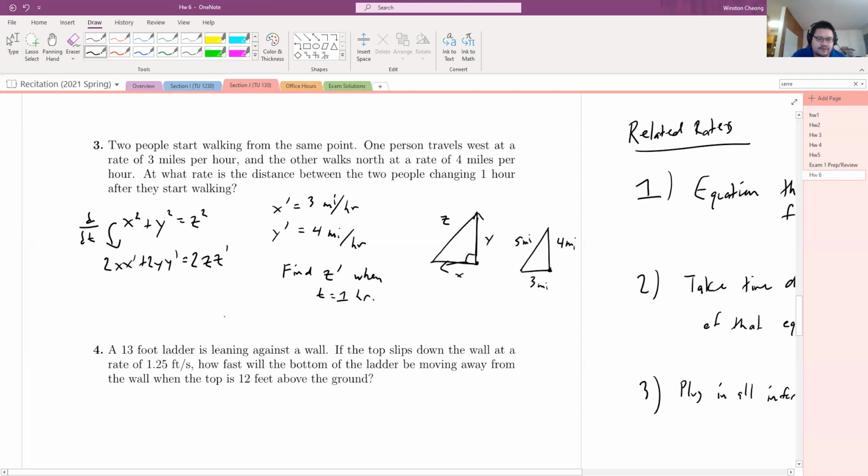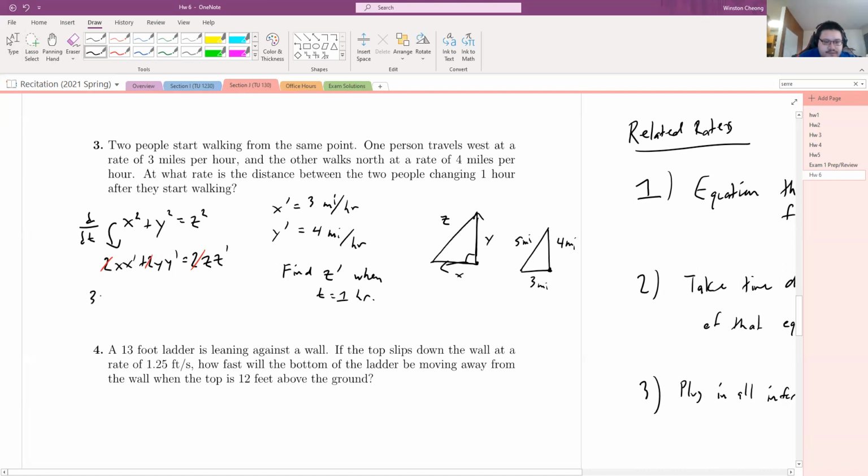Great. So this is a bunch of data, and now that we have all of it, we can plug in. We have x = 3, y = 4, z = 5, x' is 3, and y' is 4. So we're looking for z'. We have 5 pieces of data and we're trying to find the 6th, so we have everything we need to solve this. Also, I forgot to say, I would cancel all those 2's up front because they're unnecessary.